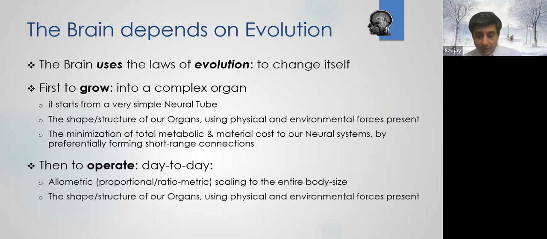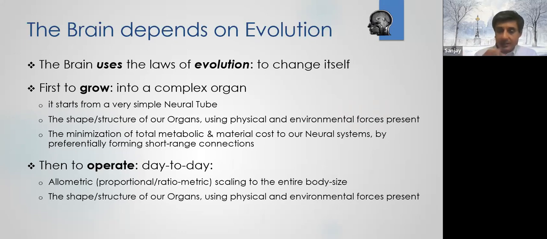Next is the shape and structure of our organs. Actually, let me, I just noticed an error in my slide, but that's okay. So what our brain is doing is, I had edited the slide and this doesn't have the correct text, but basically day to day, what our brain is doing is it's using the rules of evolution to change how we behave. So for example, the way that we use energy.